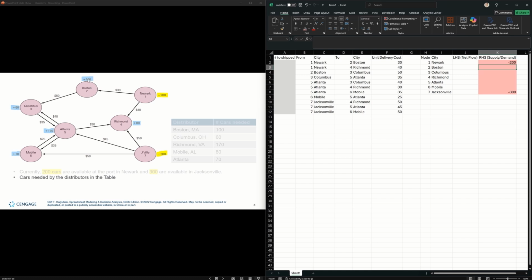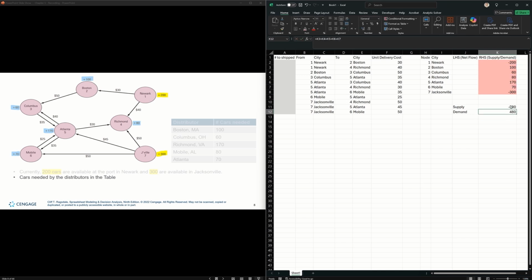So Boston requires 100 cars. Columbus requires 60 cars. And then Atlanta requires 170 cars. Richmond requires 80 cars, and 70 cars to Mobile. Okay. Now, if you make a quick calculation of the demand, the supply is all the minuses. So this plus this, that's the supply, right? That's 500. The demand is this number plus this plus this. We can do the sum instead if you want to be quick. So you see the demand is less than the supply.